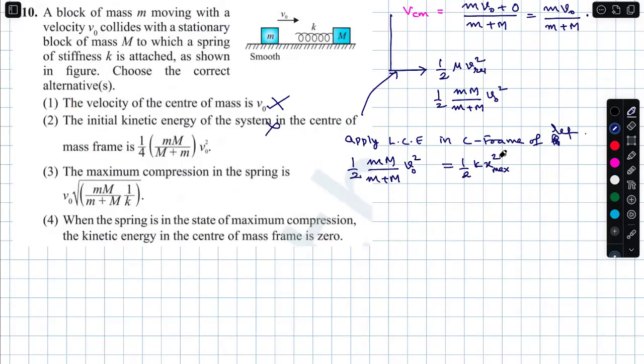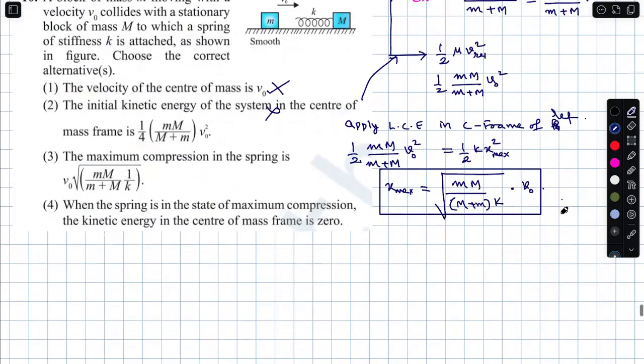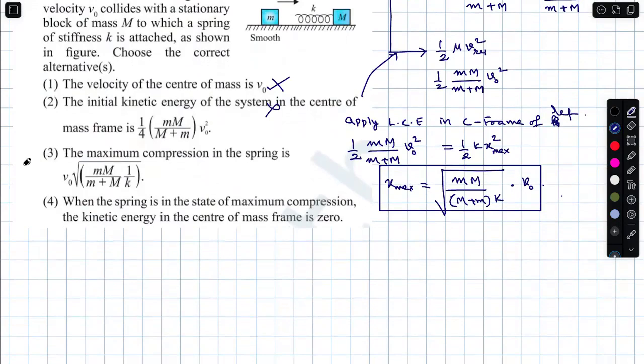Because at the instant of maximum compression, what happens? Both the blocks move together with the same velocity. The relative velocity is 0. So therefore, I'm done. X max is clearly under root small m capital M by capital M plus small m times K into V naught. The third option is correct.